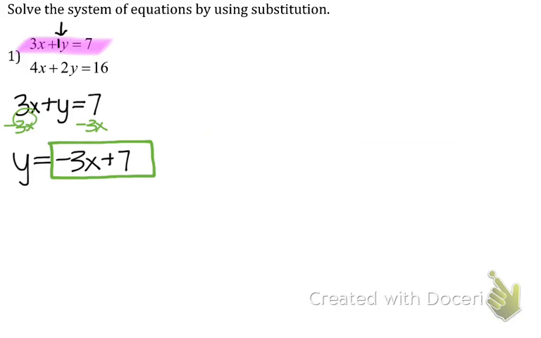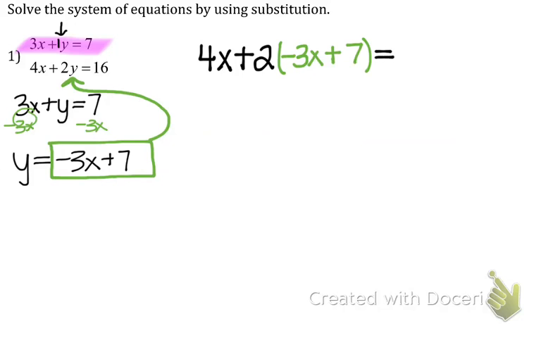If I take this whole right-hand side, negative 3x plus 7, I can substitute this in for y into my second equation, 4x plus 2y equals 16. So wherever I've previously had a y, I'm now going to substitute in negative 3x plus 7. So 4x plus 2 times the quantity of negative 3x plus 7 is equal to 16. As you can see, everything else stays the same. The 4x plus 2 stays the same, and the 16 stays the same. The only thing I did was replace y for this quantity.